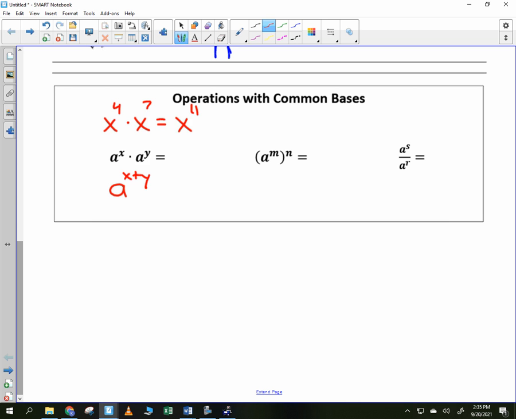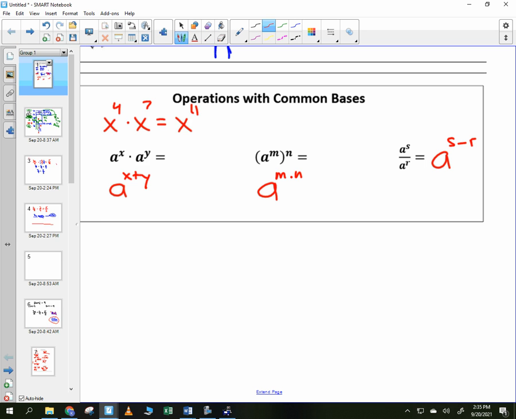In this situation, you have a power to a power, so you multiply the exponents. a to the m, all to the n, is a to the m times n. And if we're dividing, we subtract the exponents. a to the s divided by a to the r is a to the s minus r.